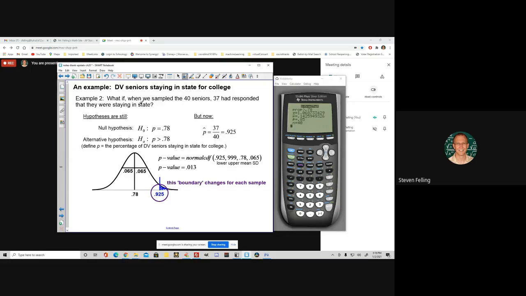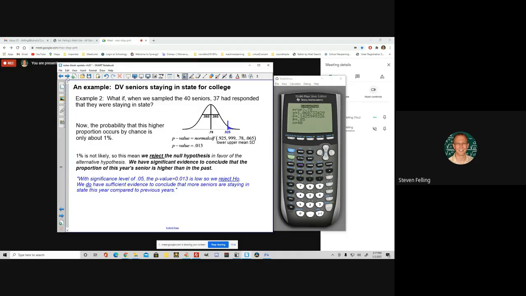What if we had 37 instead of 34 seniors that said yes? That means that the p hat value would go up to 92.5%, which moves our p hat value further out, which means that the p-value should be lower. In fact, nothing would change about our hypotheses or checking conditions. But when we got to the part where we calculate the p-value, since this is so much further away, more standard deviations away, the chance of that happening randomly is only 1.3%. So the p-value drops. So this boundary value is changing for each sample.